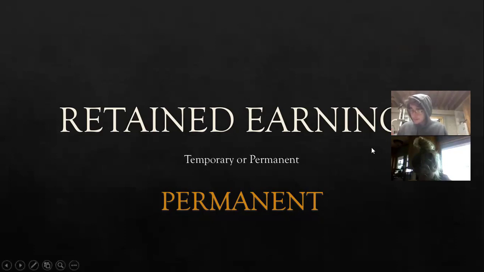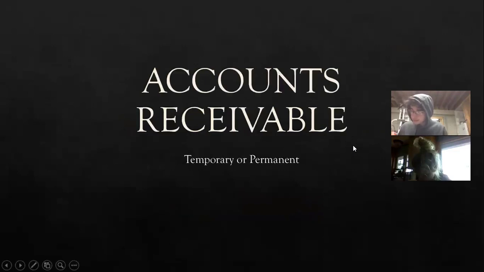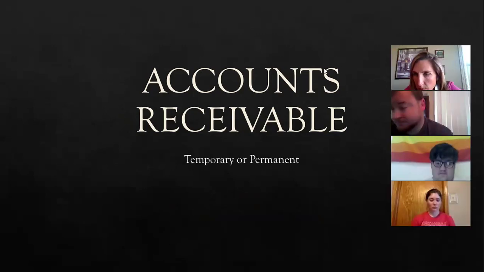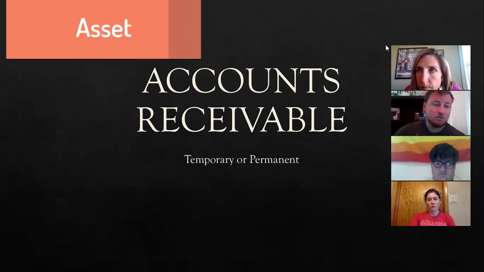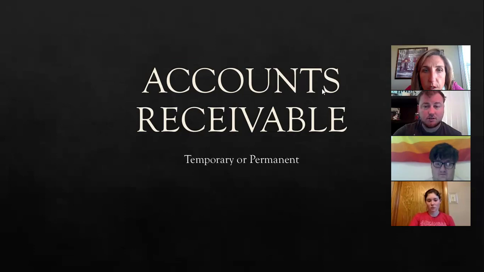And then I think this is the last one of these, accounts receivable, sorry. Permanent or temporary? Accounts receivable. What kind of account is it? Let's answer that too. An asset. Yes. Good. That's it. I heard asset from two of you, and then Calvin also typed asset. That is correct. It is a permanent account.